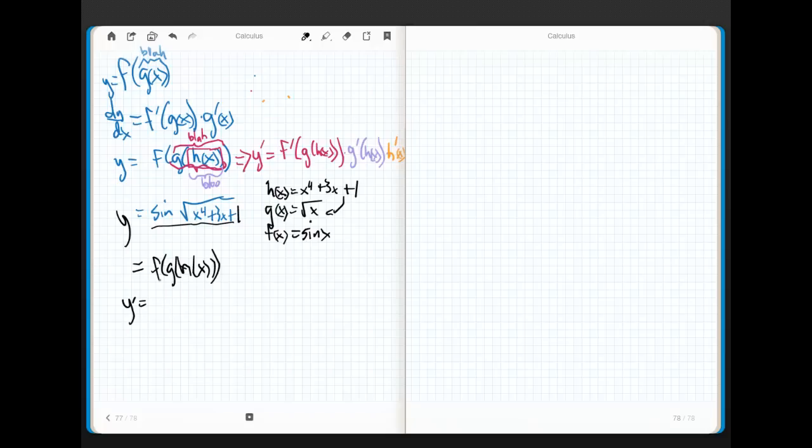One is sine. So the derivative of sine of blah is the cosine of blah. So this is the square root of x to the fourth plus 3x plus 1. Now I'm going to take the derivative of the square root, which I've told you, you have to memorize it. It's got to be on the hard drive.